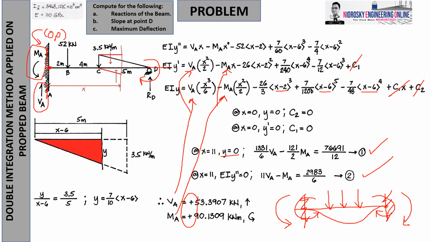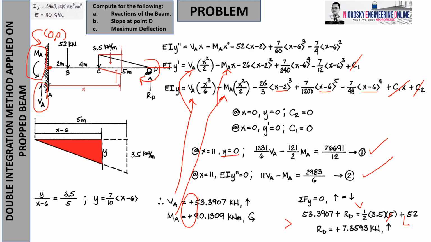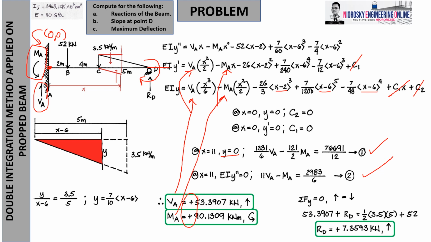So, therefore, the question is the reaction of the beam. So, may nakuha na tayo actually. So, computing also for the reaction at D. So, therefore, performing ΣFy na lang. So, I equate upward equals downward. So, static yan. O pwede nyo equate na lang sa 0. Positive upward, negative downward. So, you get the same. So, R sub D is 7.3593 kilonewton. So, those are the answers for the reactions of the beam.